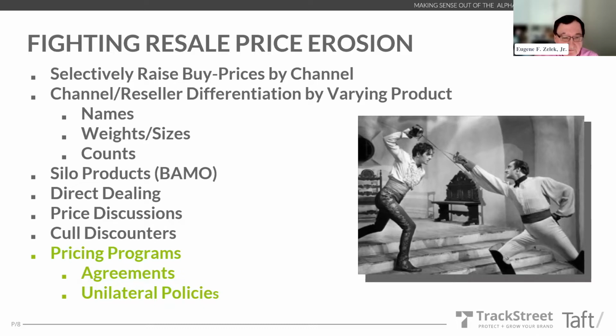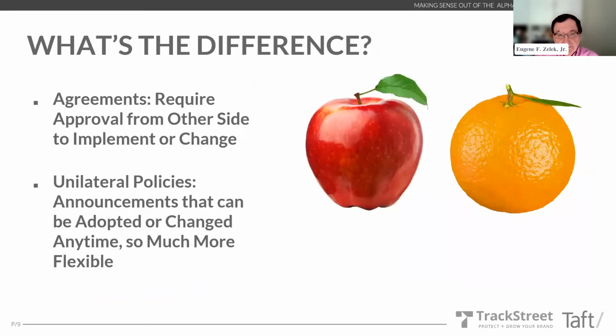So that's another alternative. But far more common, especially these days, are pricing programs. And there are really two ways to do them, by agreement or by unilateral policies. So what's the difference? An agreement requires approval from the other side to implement or change. By definition, you have to go out and get everybody to agree to what you want to do. And unless your agreement allows it, every time you make a change, you've got to get everybody to agree. If that's your scenario, what that means is every time you make a change, any one reseller has veto power, because if they don't agree, you can't do it with respect to them, and maybe your whole program falls apart.